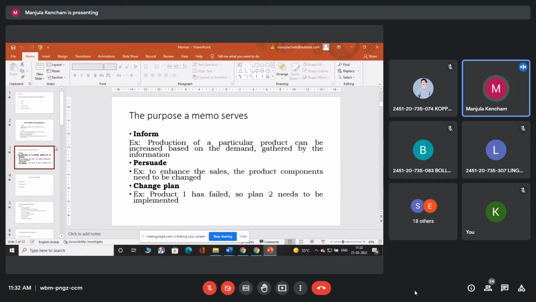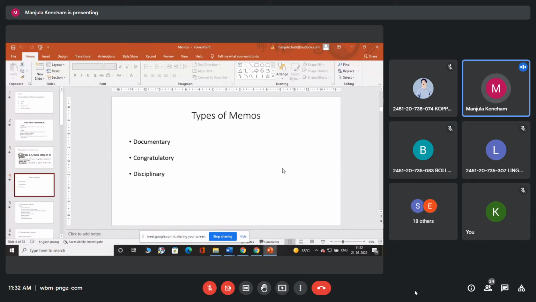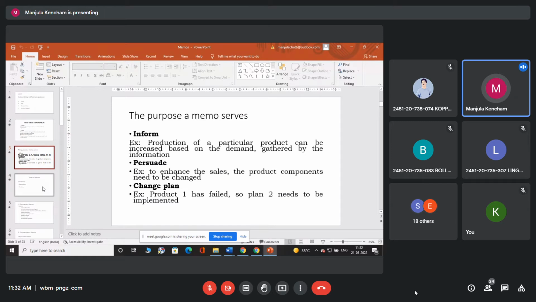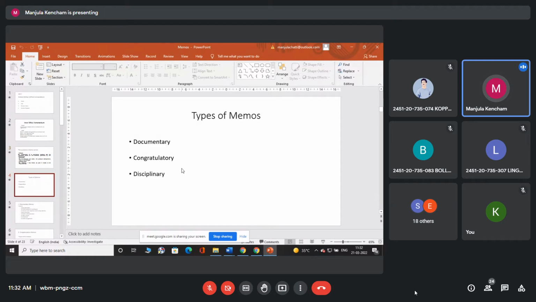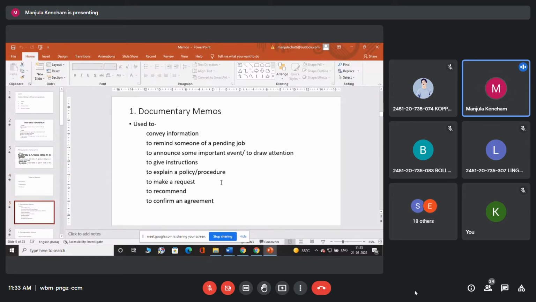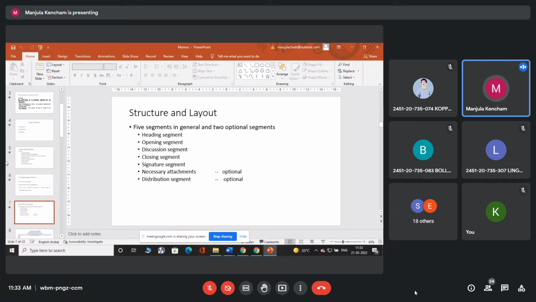They can be written to inform people, to persuade people, or even to change plan of action. So these are the types of memos, the documentary memos where the three kinds of actions can be taken up. Congratulatory memos can be just to appreciate someone, disciplinary to seek explanation, or to reprimand to punish someone. Fine then. I don't want to look at documentary and other things straight away. What is the structure and layout of a memo?